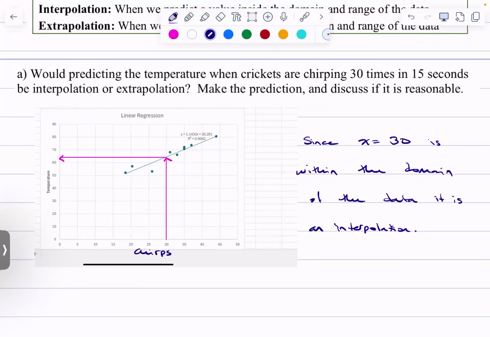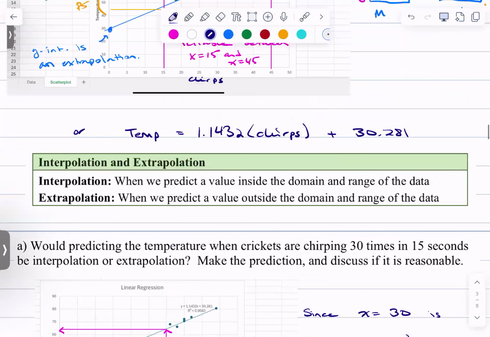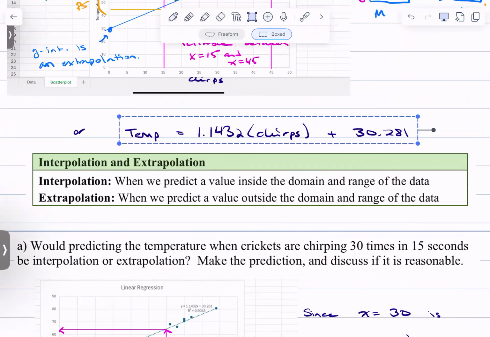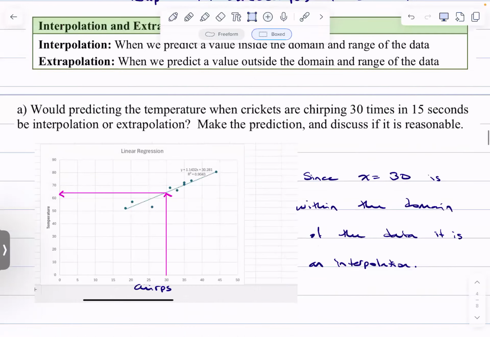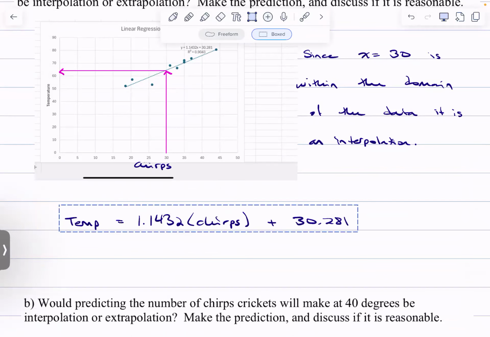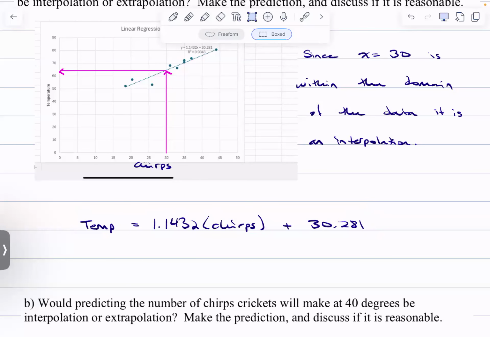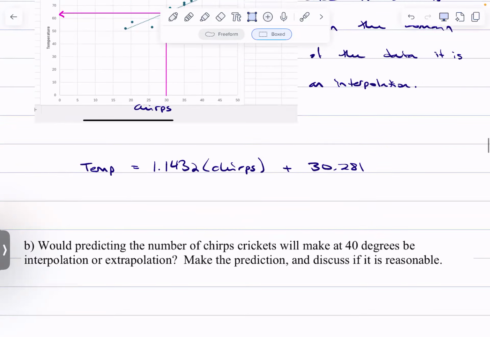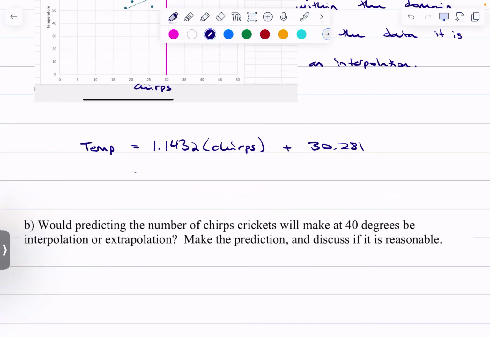Well, that's our first thing. We want to make the prediction. We've been given the equation of the line. We're so used to building these lines; we know how to do that. But here, as long as we know how to read that output, we can use the equation, replacing the y with the temperature and the x with the number of chirps, and then we can make the prediction. So we want to predict the temperature when the number of chirps is 30.